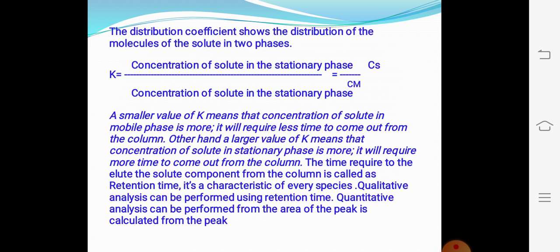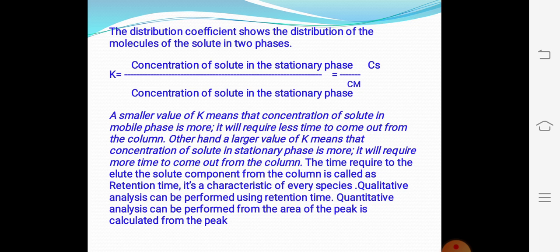Next, the distribution coefficient shows the distribution of the molecules of the solute in two phases. K is a constant, and K is equal to the concentration of solute in the stationary phase divided by the concentration of solute in the mobile phase. A smaller value of K means that the concentration of the solute in the mobile phase is more, so it will require less time to come out of the column. On the other hand, a larger value of K means that the concentration of the solute in the stationary phase is more.